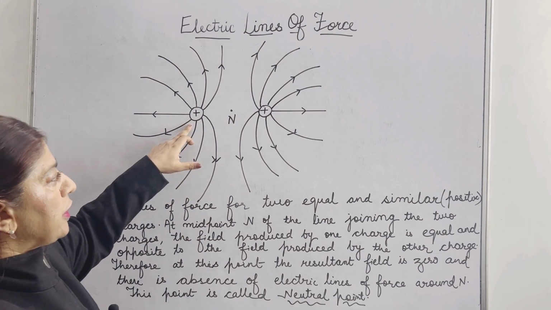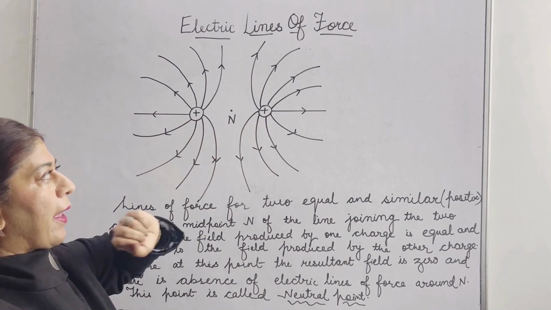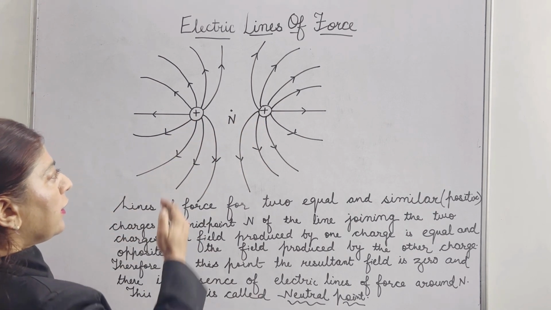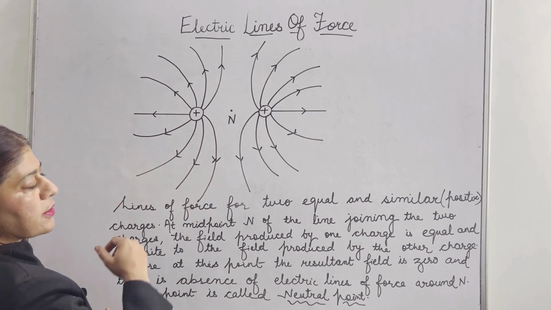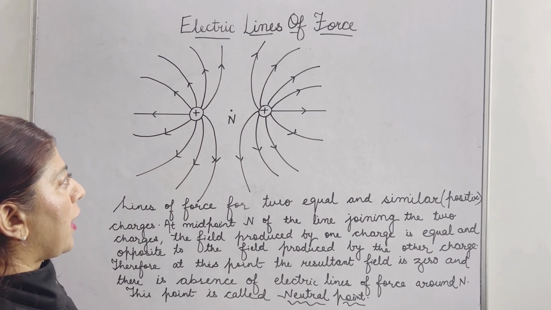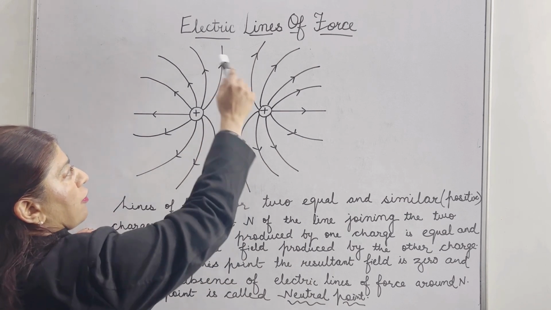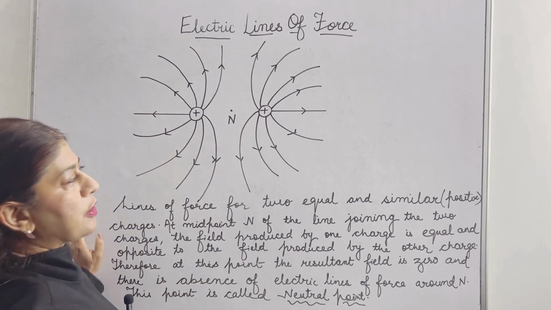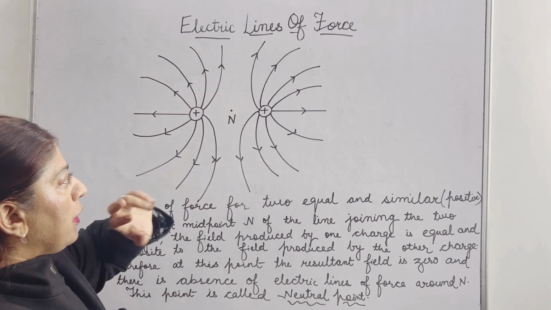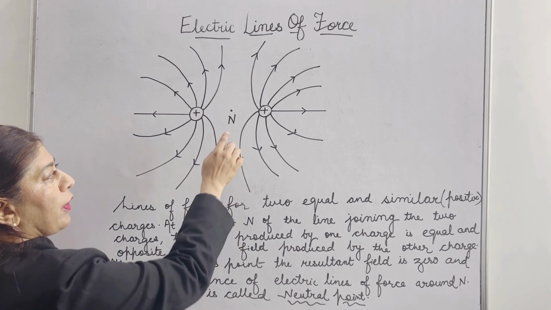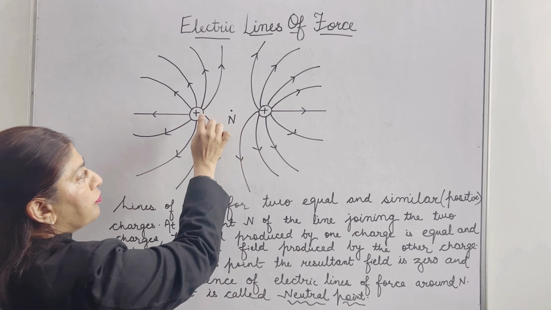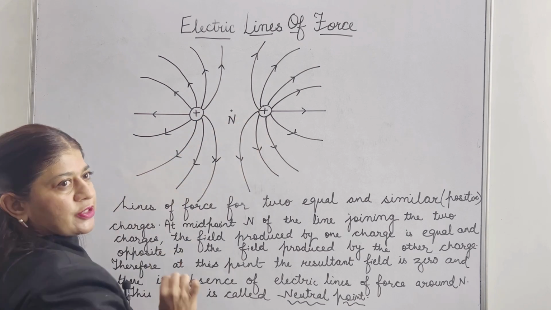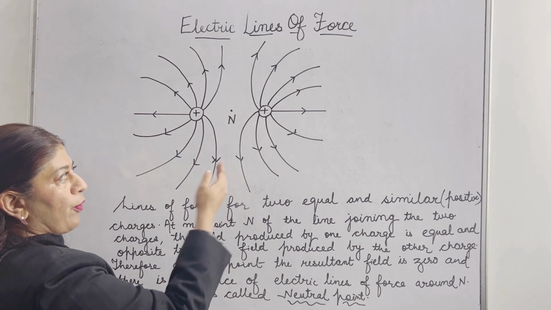Here, these two charges are equal in magnitude, and we can see that for the positive charge, the electric lines of force are radially outward. These lines are curved because of the repulsion between the two charges. Now you can see there is a point N. This point N lies on the line joining the two charges, at the midpoint.